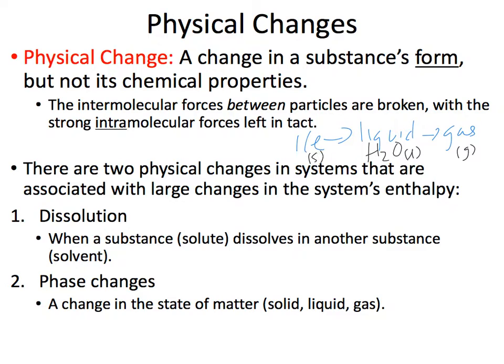So going from here to here to here, what happens is that the intermolecular forces, so the forces between water molecules, change, but the intramolecular ones, the ones that are bonding the hydrogen to the oxygen to the hydrogen, stay the same. And as such, the chemical properties don't actually change. So in terms of physical changes in systems, there are two that we're going to be looking at. One is called dissolution or solubility, and the other one is going to be phase changes.